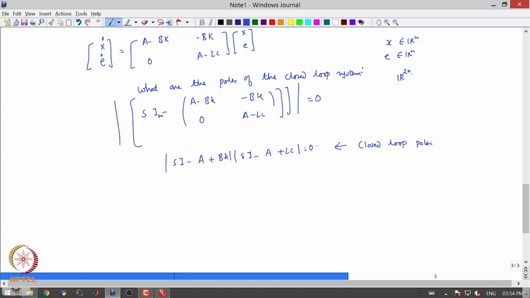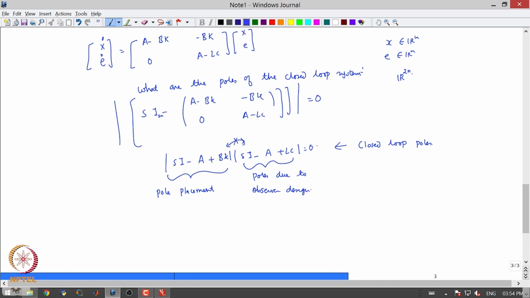Okay. So, what are the closed loop poles? Well, the first n poles will be the poles which come as a result of pole placement. And these are the poles due to observer design. Okay. And what you see is that these two do not interfere with each other, right.